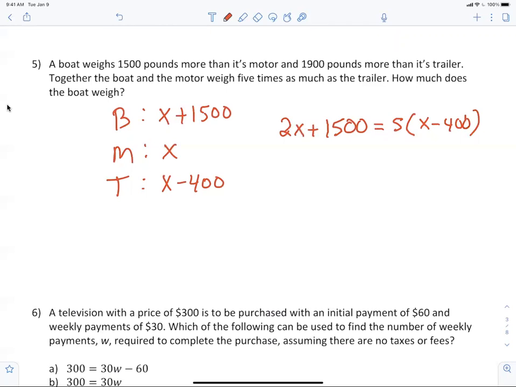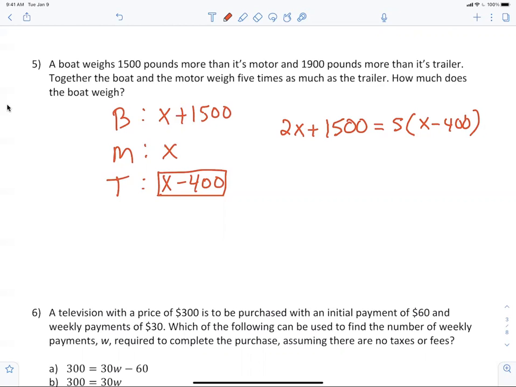So how do you know when you use the parentheses? Because it's 5 times this amount. That is a whole amount. So you have to multiply everything by 5. What? I thought you have to divide it by 5. Well, the boat and the motor together weigh 5 times as much. So in order for them to be equal, you have to multiply the trailer by 5, so it will equal what the boat and the motor will weigh. Why are you trying to make it equal? Because that's what it says.